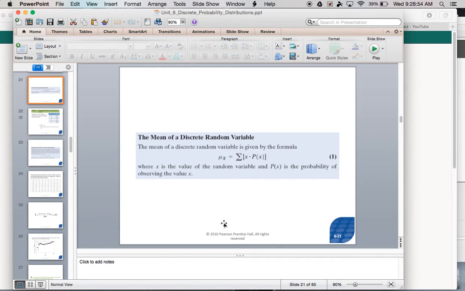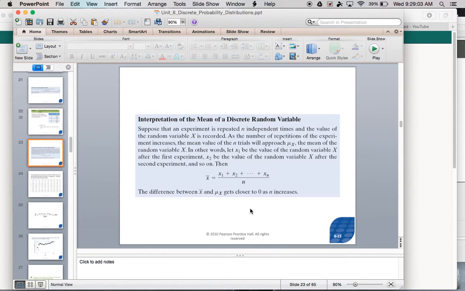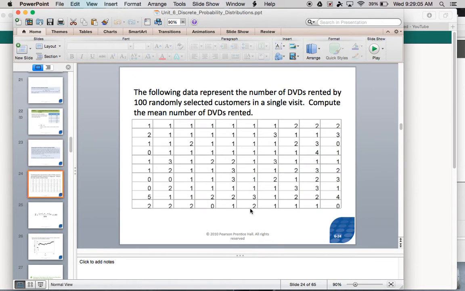The mean of a discrete variable. This is a nice fancy definition, and if you took the time, maybe in a college class, you can write down every single one. But once again, watch how we can go through this.